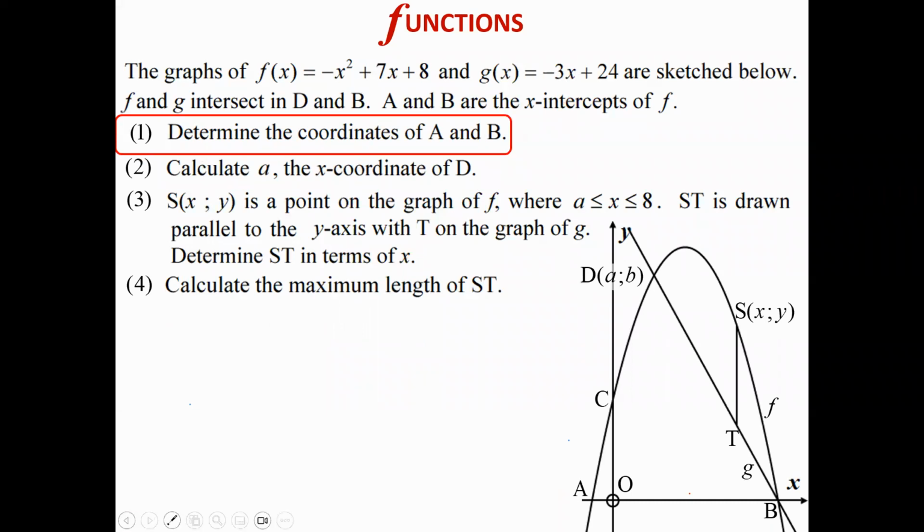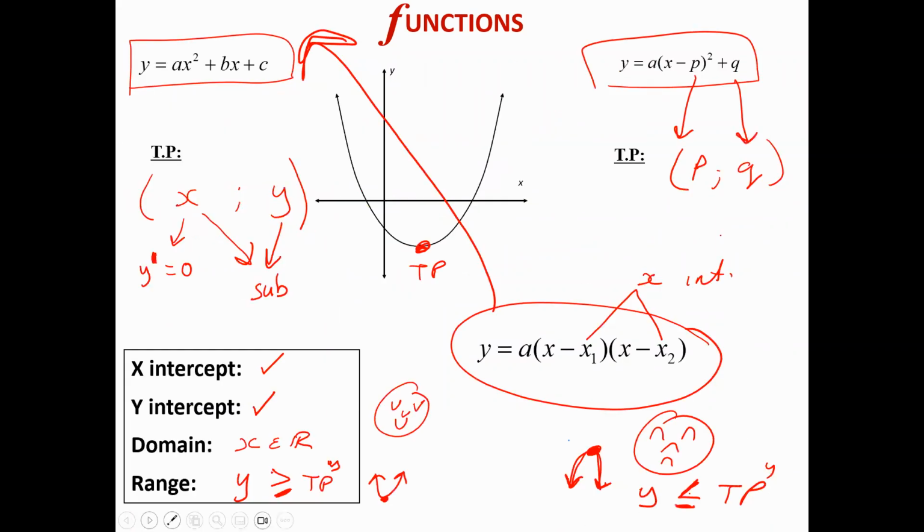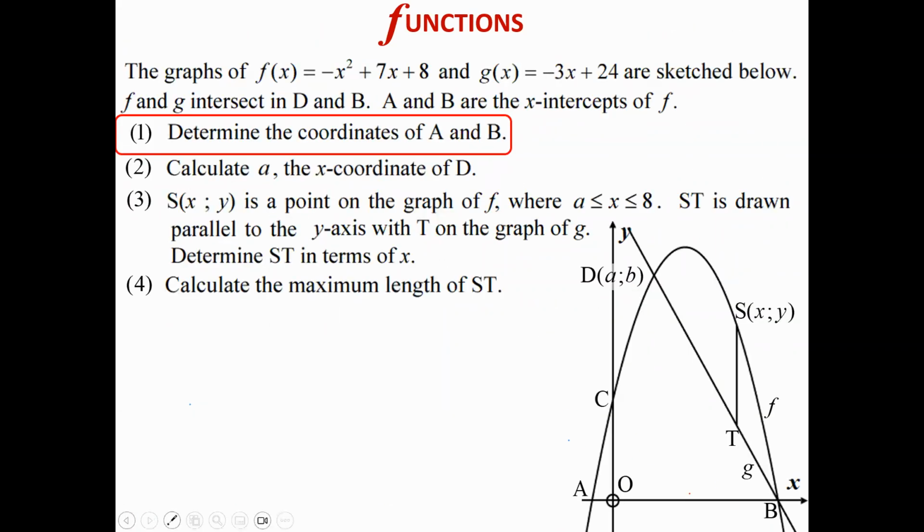Something went wrong. Okay. So let's go and find the coordinates of A and B. And we said that what we're going to do, we're going to take minus x squared plus 7x plus 8, and we're going to equate that to 0, because that's how we find A and B, which are our x-intercepts. So I'll give you some time. Can someone work that out?